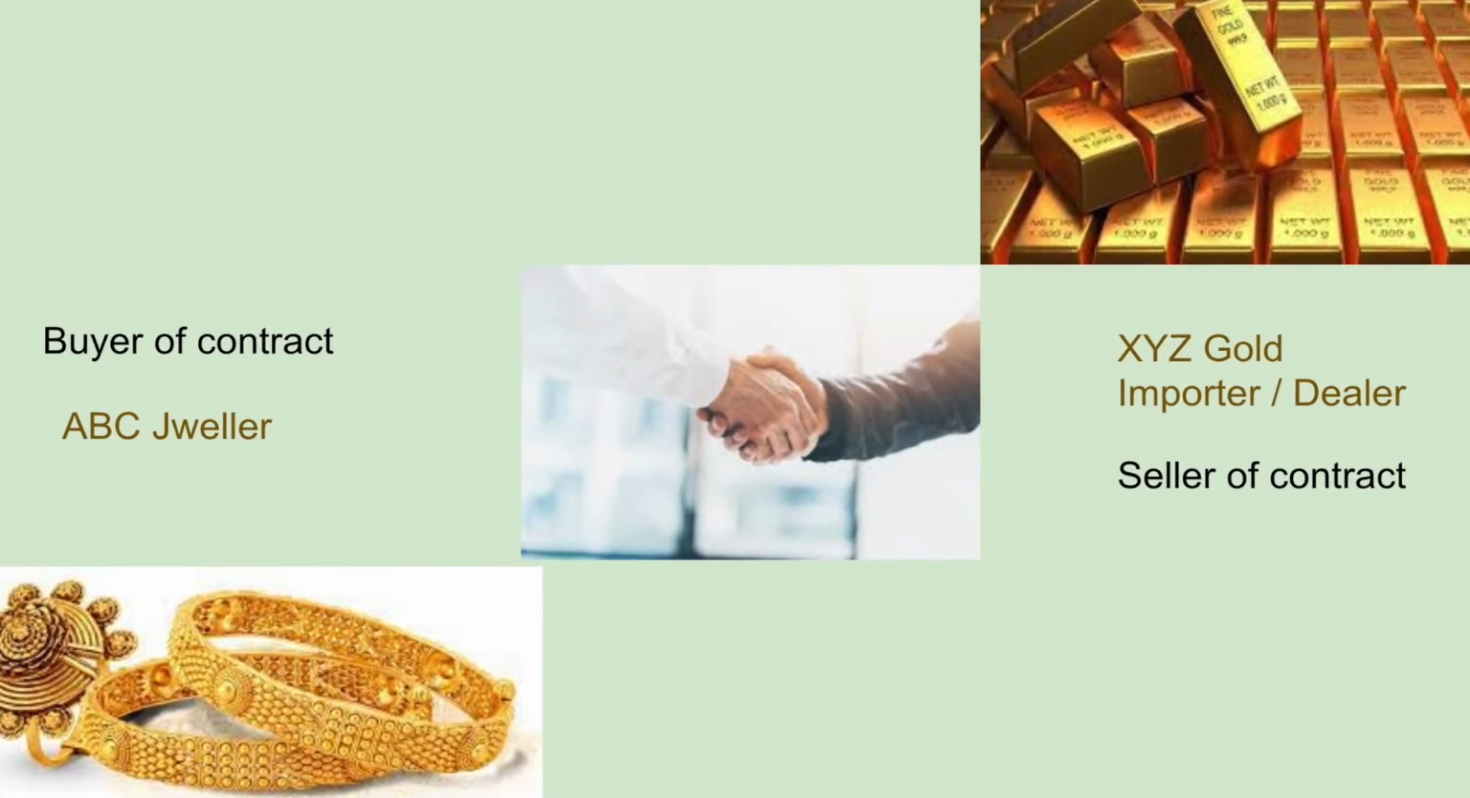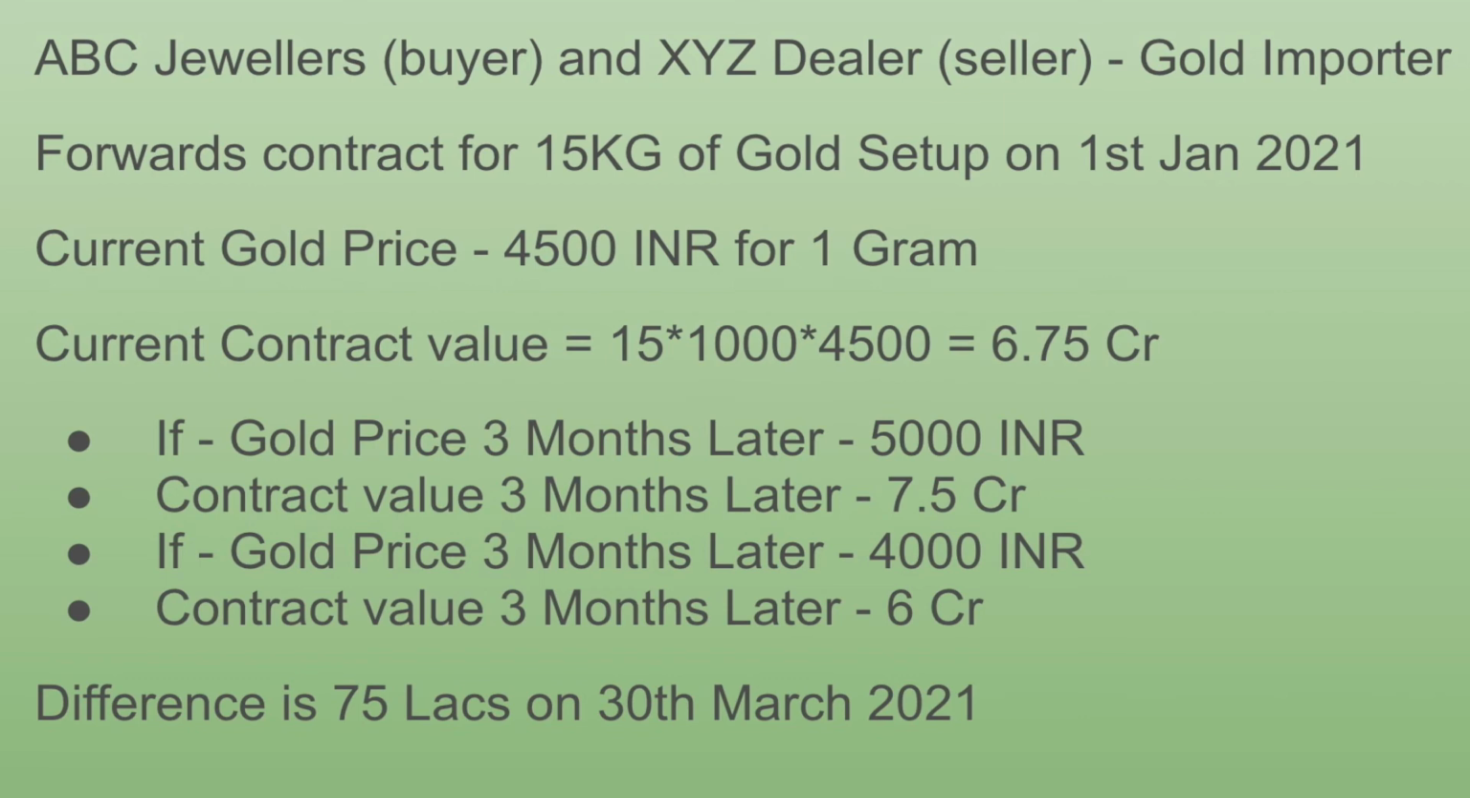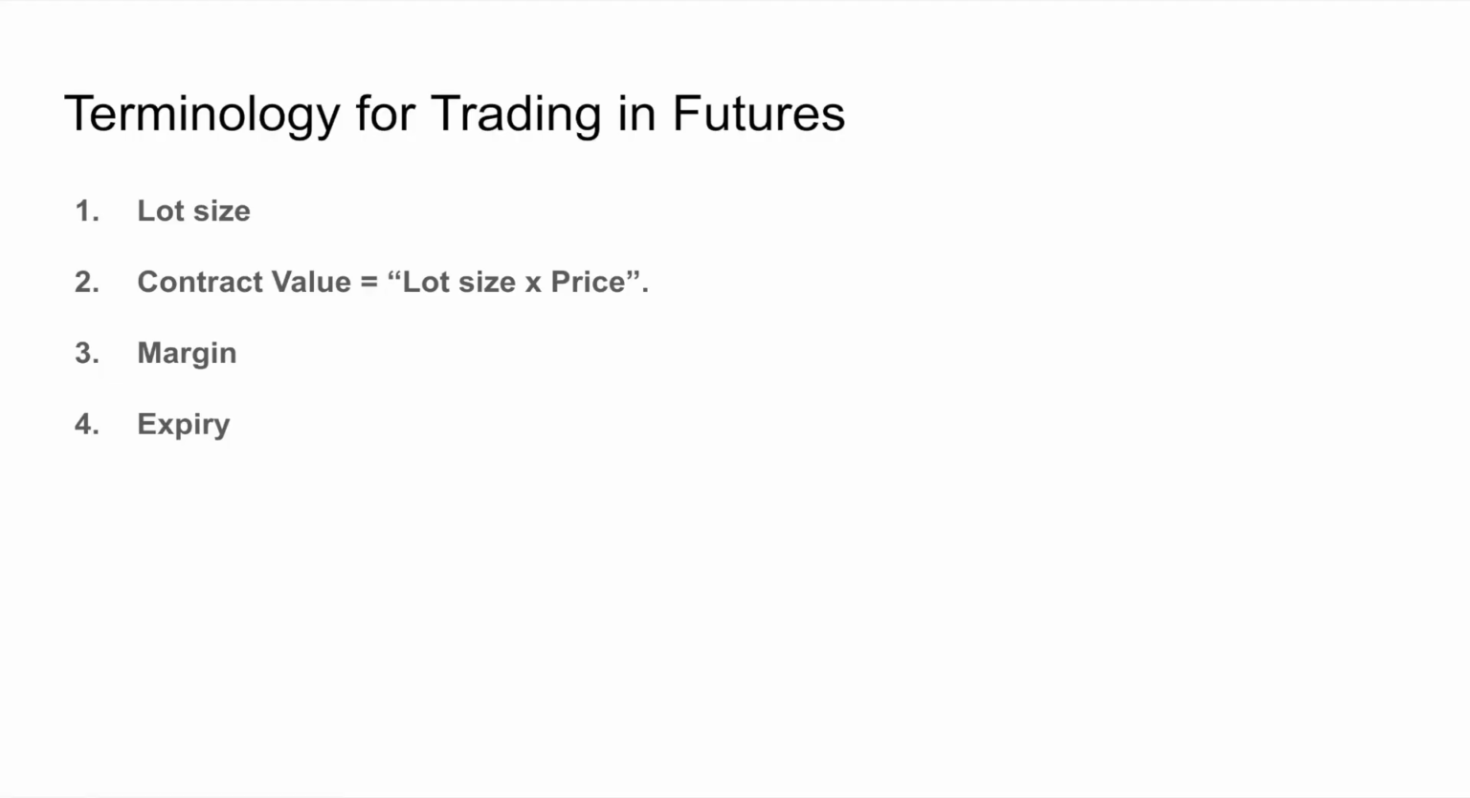So second is the contract value. So in our example of the ABC jewelers and the XYZ gold dealers, we saw that ABC agreed to buy 15 kgs of gold at a rate of 4,500 rupees per gram, and the contract value came out to be 6.75 crores. So simply put, the contract value is the value of the price of the full quantity of the asset. So we know the futures agreement has a standardized predetermined minimum quantity. The contract value of the futures agreement can be generalized to lot size into price.